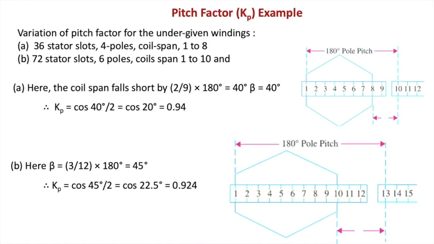So over here, what should be the coil span? The coil span should be from 1 to 13, because slots per pole will be 72 divided by 6, that is 12. So instead of 1 to 13, the coil is now short pitched, 1 to 10. Hence beta will be equal to 3/12 × 180, that comes to 45 degrees. So Kp is cos(45/2), that is 0.924.